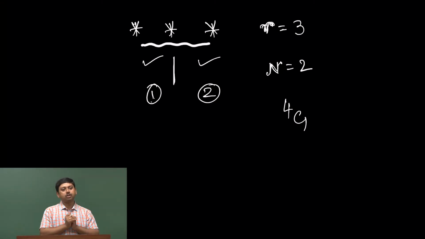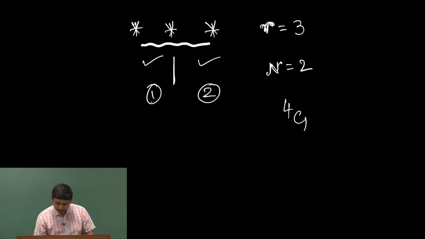Stars are nothing but units of energy. If one box has 2 stars, it means that particle has 2 units of energy. If another box has 3 stars, that particle has 3 units of energy. So, particles are distinguished by the boxes and stars are just units of energy.